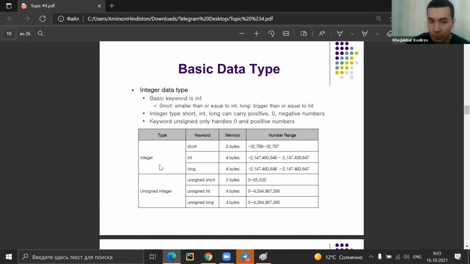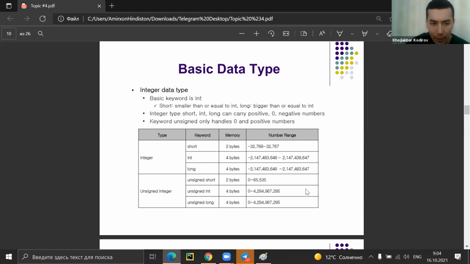Integer numbers are also divided into three different parts: short, int, and long. What is the difference between them? The differences are the range of numbers and the memory allocation. A short integer will take 2 bytes, the integer will take 4 bytes, and long will take 4 bytes of memory. The range goes from negative to positive numbers.